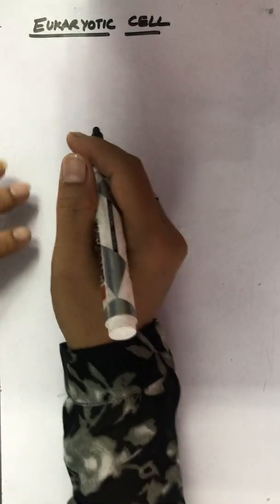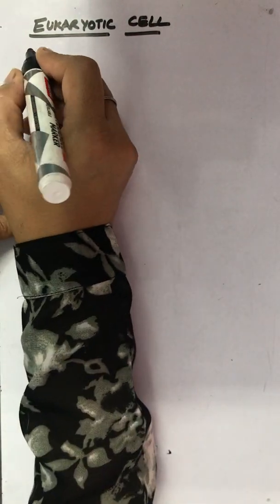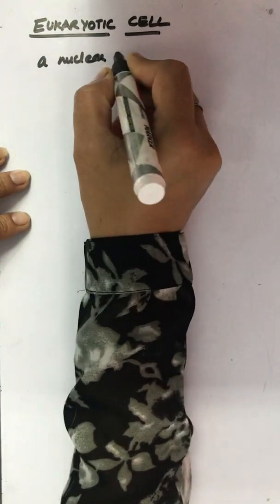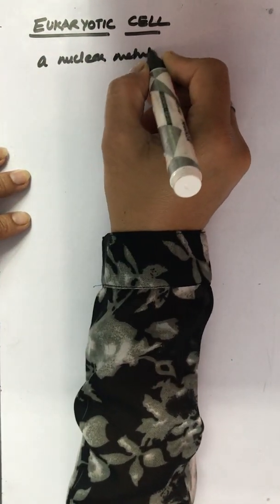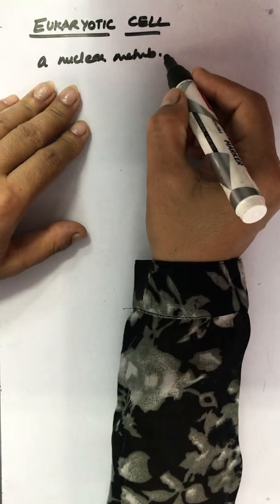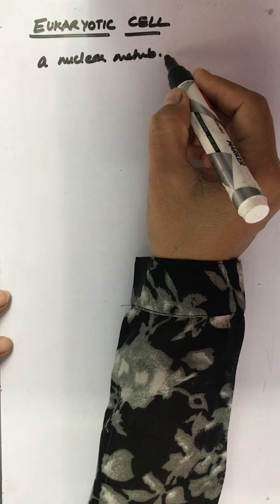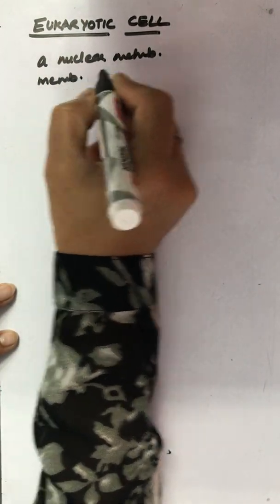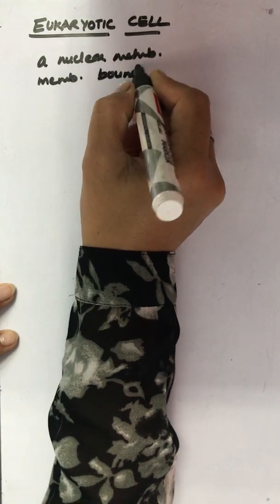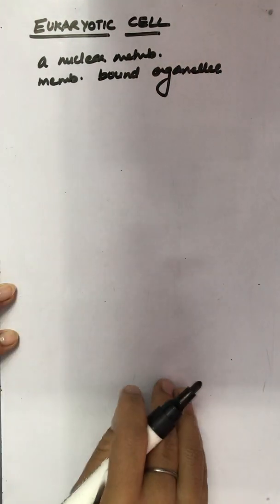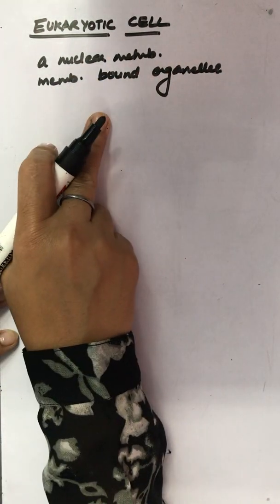Starting with the eukaryotic cell. First of all, they are those cells which have a nuclear membrane. That is the first difference we always talk about in a prokaryotic and a eukaryotic cell, that all the eukaryotes have a well-defined nuclear membrane and other membrane-bound organelles, right? That are present in the cytoplasm.